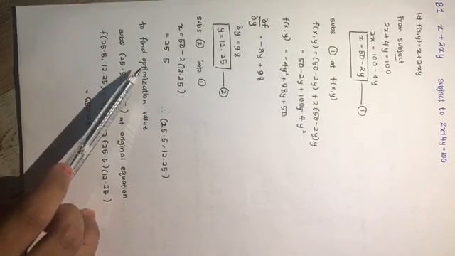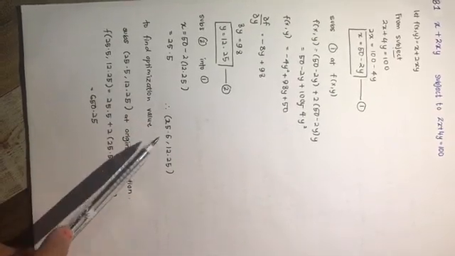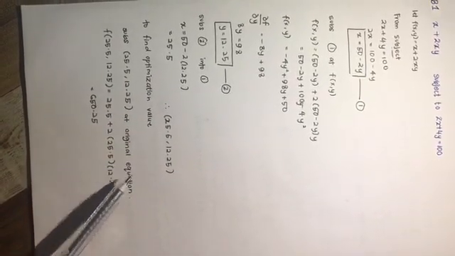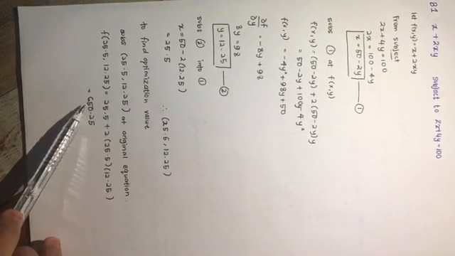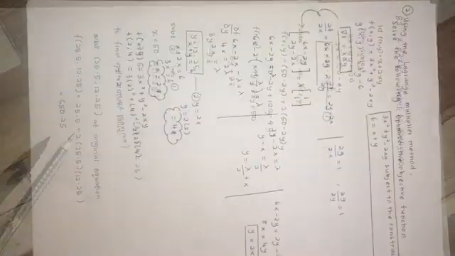So to find the optimization value, we substitute the coordinate into the original equation. Then we will get 650.25.